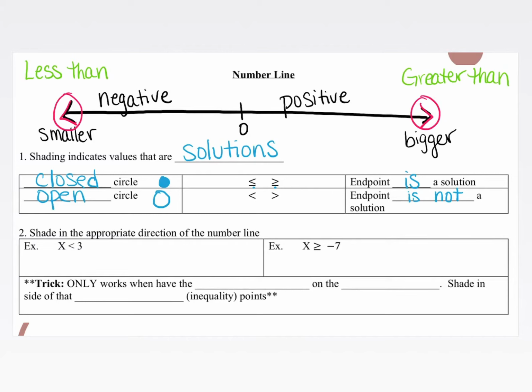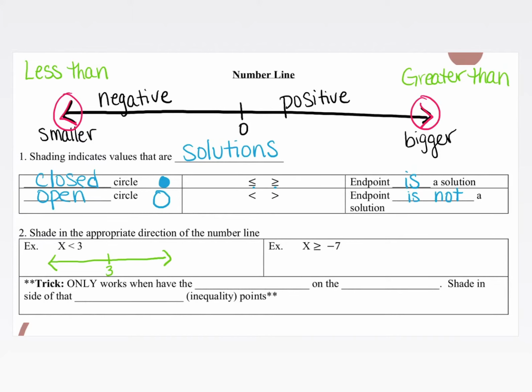In my examples below, we're asked to now shade in the appropriate direction of the number line. So my first example, I have x is less than 3. So I'm going to draw my number line first. Now feel free to just draw 3 at the center of your number line as long as you indicate what your value is on the number line. Number lines go towards infinity, either positive infinity or negative infinity. So just indicate where you're referring to. You don't need to draw a 0 and then draw on both sides. Label all of the numbers. That can just be tedious.